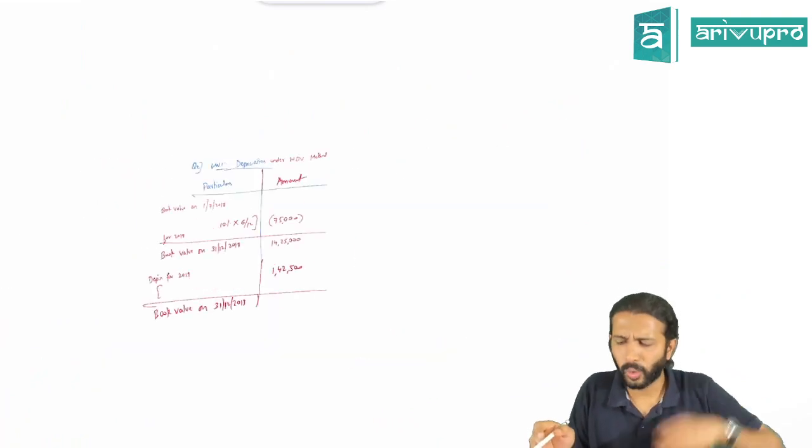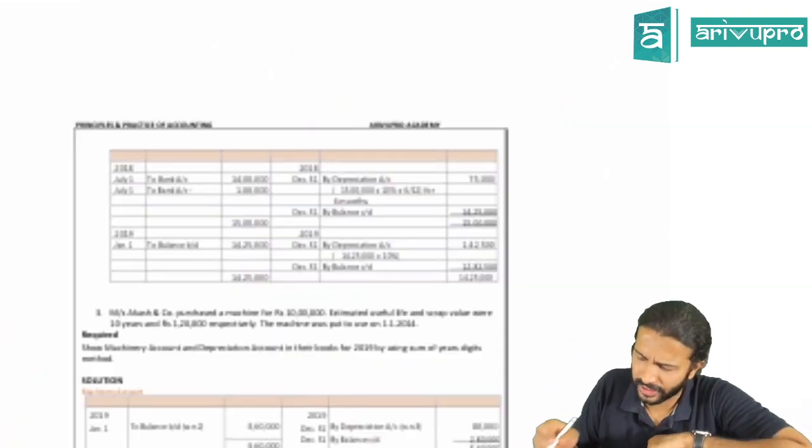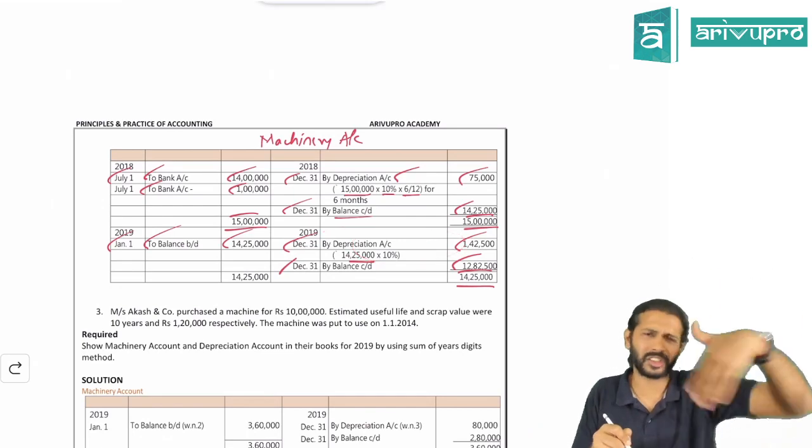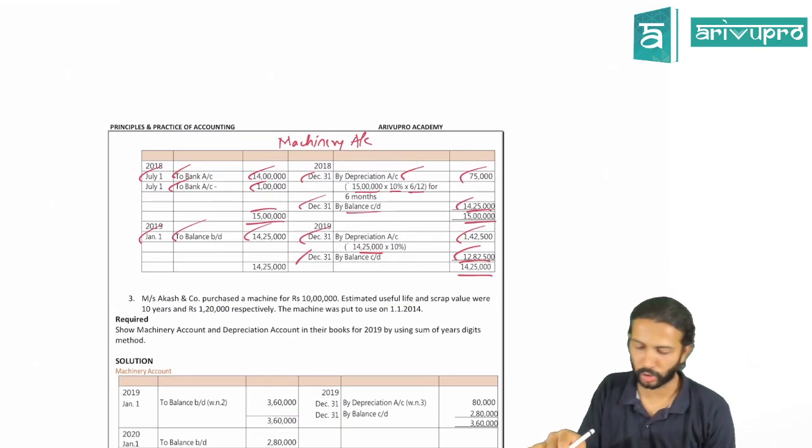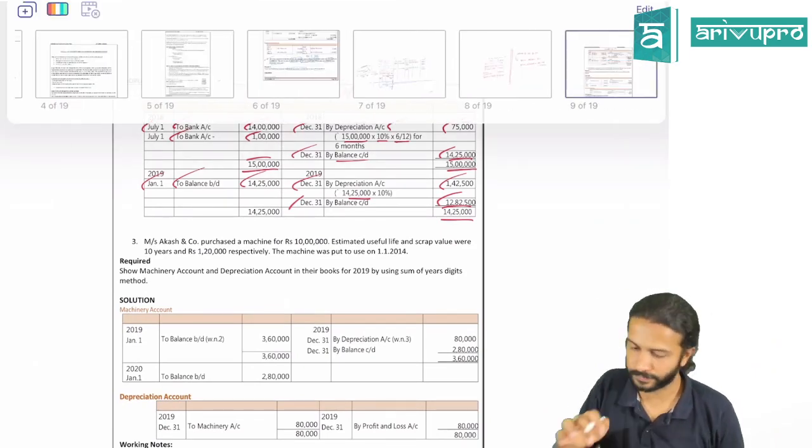Correct? Whatever is your opening balance for the second year, on that, go on charging depreciation. That is your WDV method. Even the science student is okay now? Yes, he's also saying all good, sir. That's nice to hear.